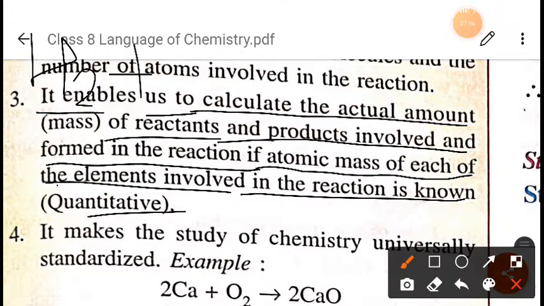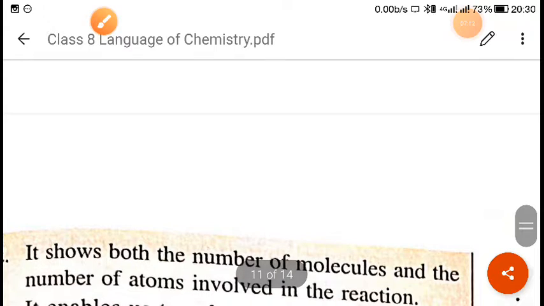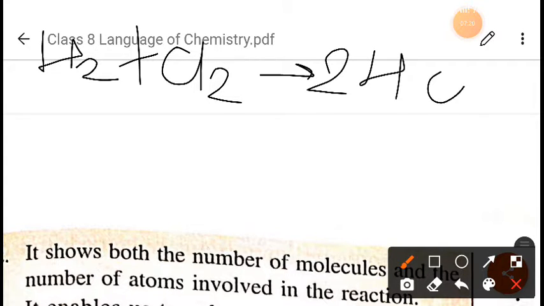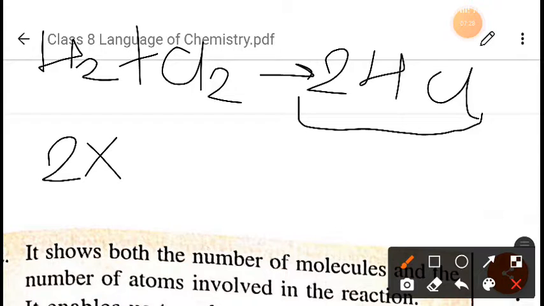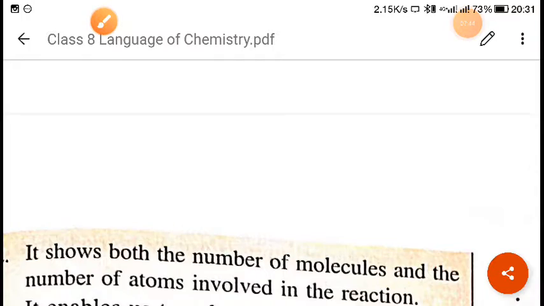H2 plus Cl2, let me write it clearly here. Suppose we have H2 plus Cl2, and it is giving 2HCl. This is the product, and if you want to find out its mass, we can easily find out, because we know that the atomic mass of hydrogen is 1, plus chlorine. How much is the mass of chlorine? 35.5. If you add this it will be 36.5, after that we multiply by 2, right? So we can easily find out the mass.